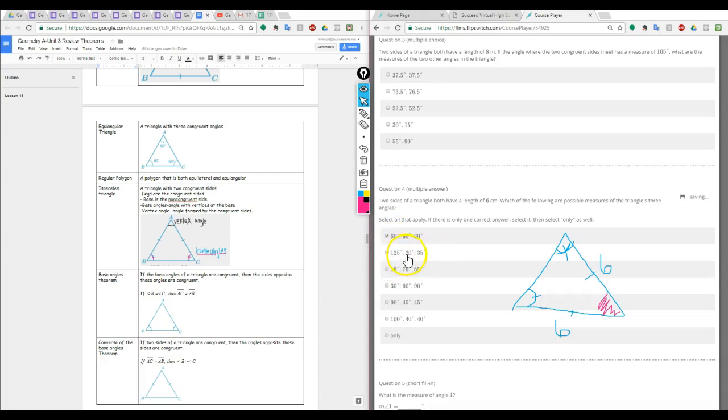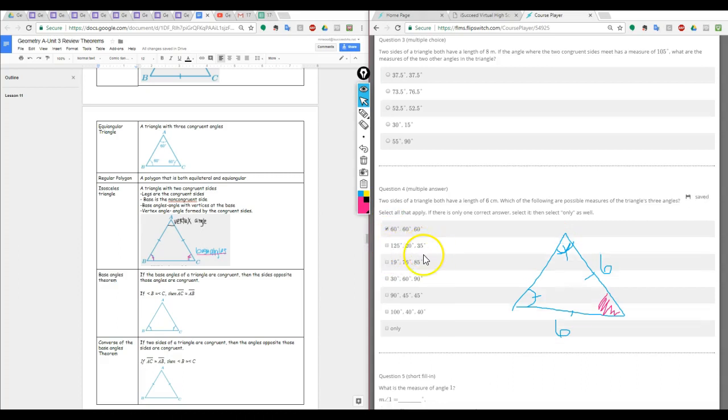And look at this, 125, 20, and 35. Can't be an option because none of the angles are the same. 19, 76, and 85. Can't be an option because it doesn't have 2 of the same angle. 30, 60, 90. Can't be an option because it doesn't have 2 of the same angle.